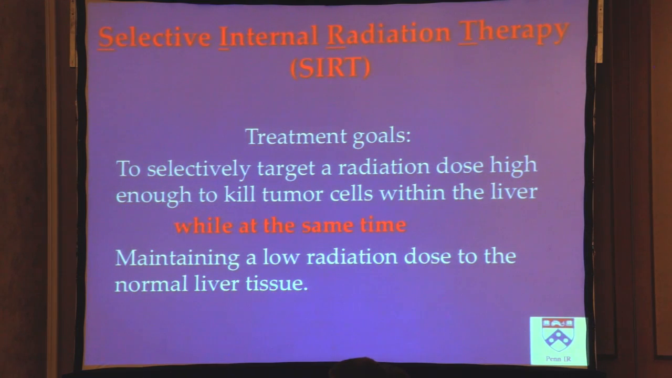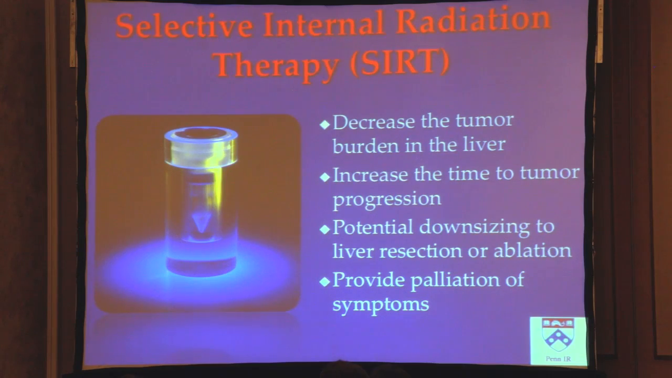This therapy is a way to selectively target tumor cells with a very high radiation dose, but at the same time protecting the normal liver tissue. So this is an example of what the SIRT looks like. It just looks like a liquid. There are some very small little beads in there, and then that gets injected directly into the liver.